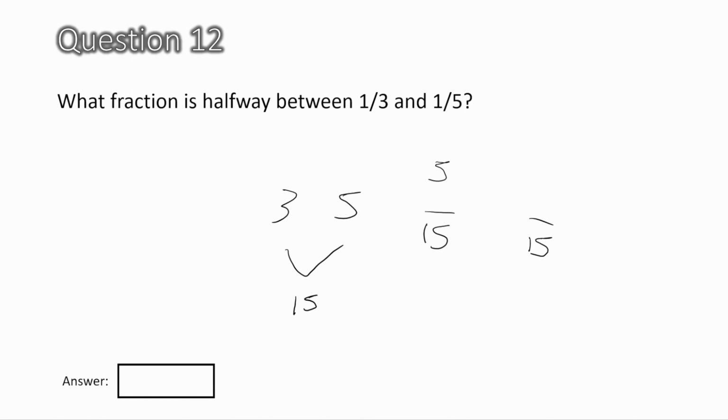And the second fraction, 1/5. How do we make that something over 15? Well, 5 times 3 is 15. So we have to multiply the numerator by 3. 1 times 3 is 3. Right, so which fraction is halfway between these two numbers? Well, in between 5 and 3 is 4. So in the middle will be 4/15. So the fraction halfway between 1/3 and 1/5 is 4/15. And that cannot be simplified.